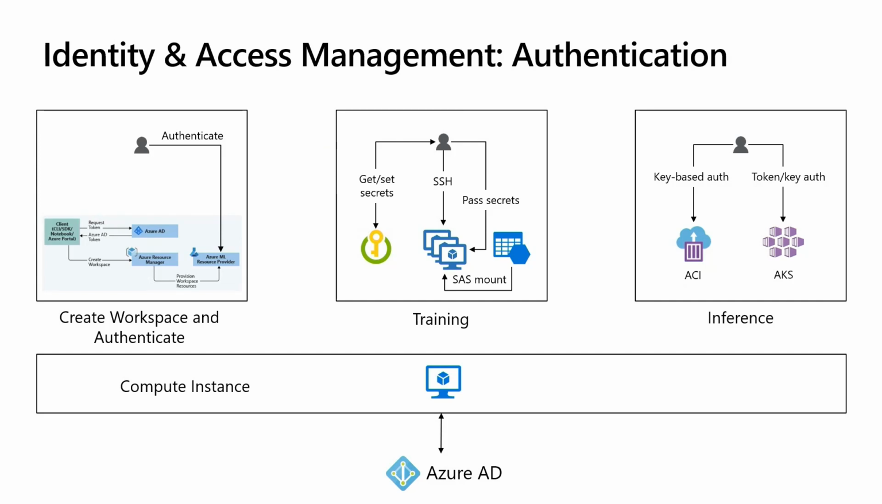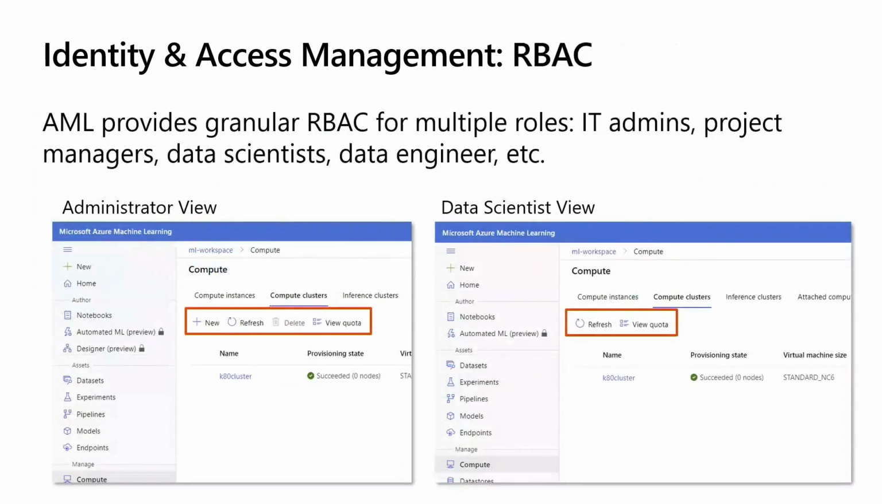And for training, basically data scientists want SSH access to compute cluster. We support that with storing secrets in Key Vault. And for inference or scoring, AKS token and key-based authentication is supported, and ACI key-based authentication is supported. And lastly, compute instance supports Azure AD authentication. So that's the authentication. And the next one is authorization, in other words, RBAC.